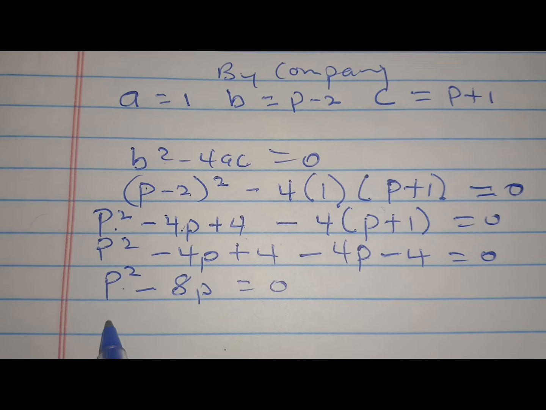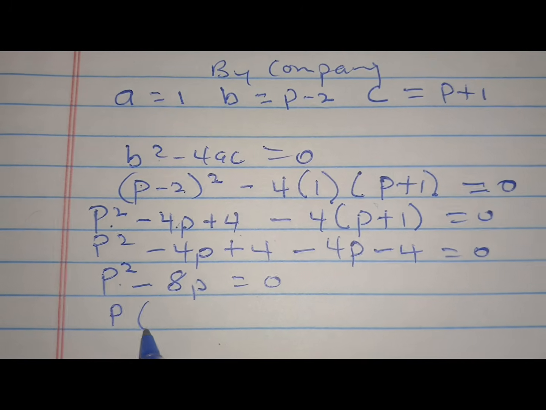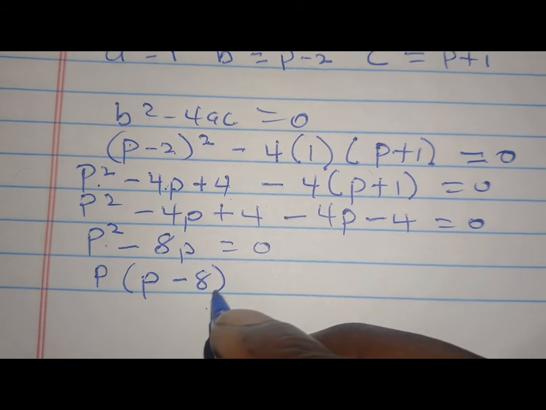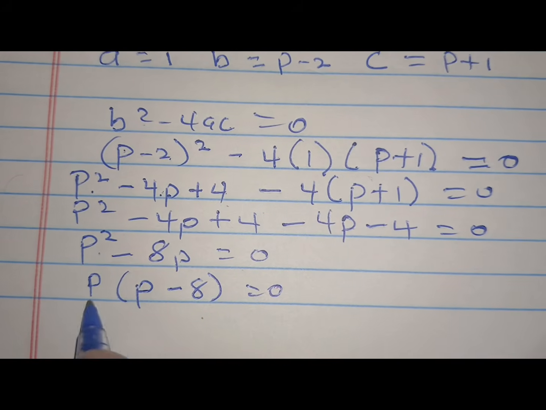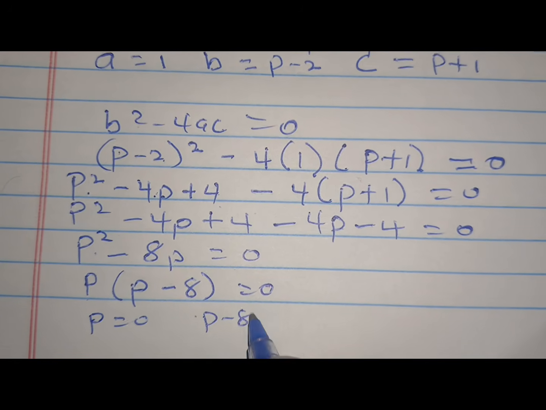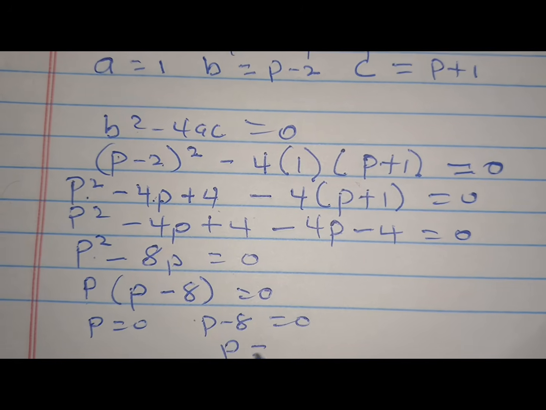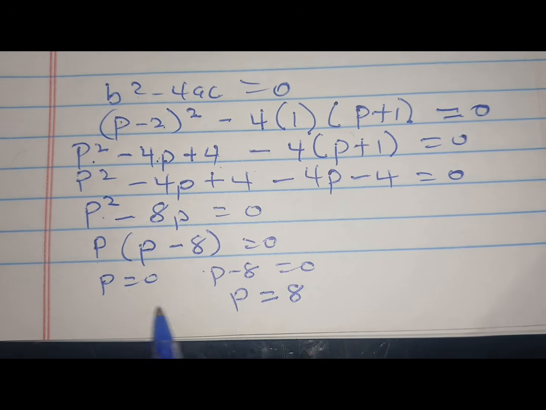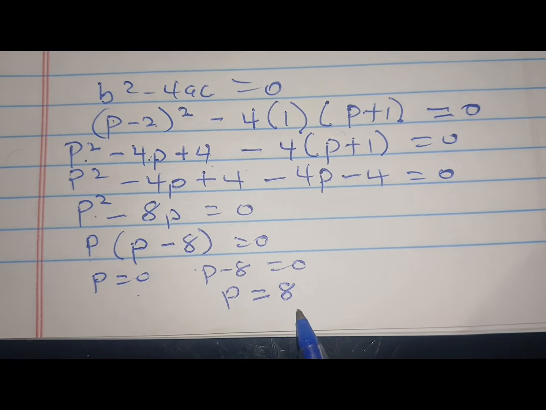Then we can factor p out. p times (p minus 8) is equal to 0. Now let's equate this to 0. p is equal to 0, or p minus 8 is equal to 0 for us to get p to be 8. So the values for p are 0 and then 8.